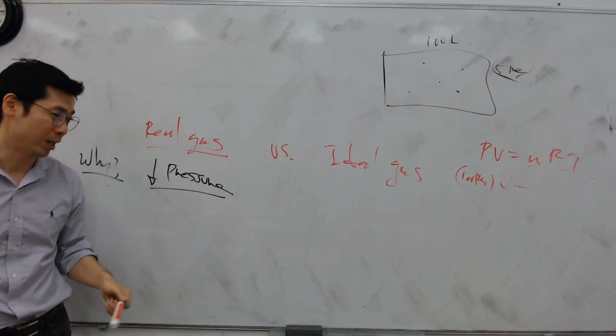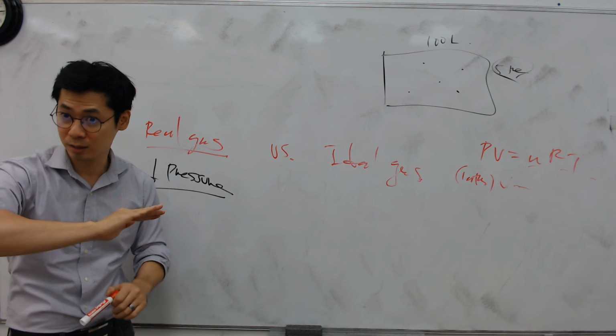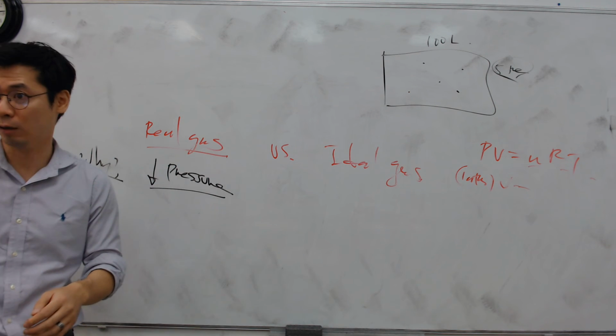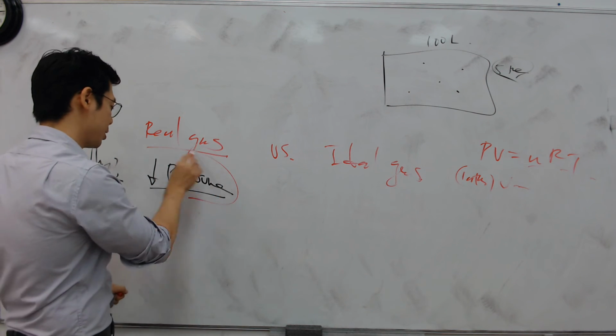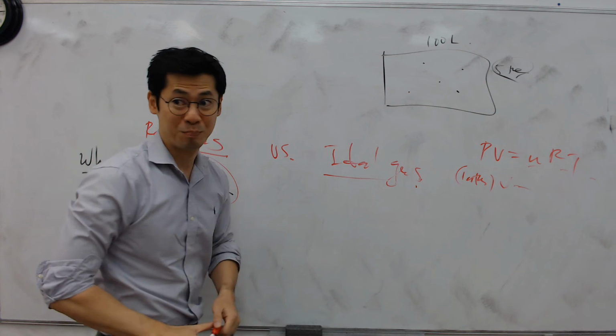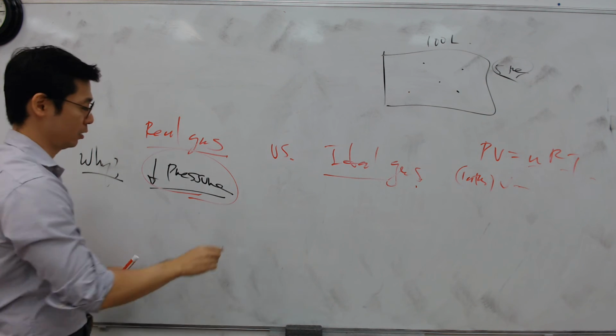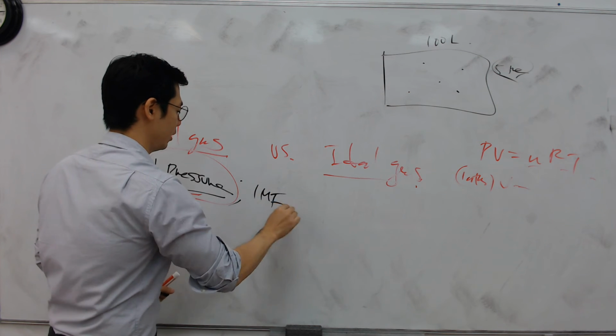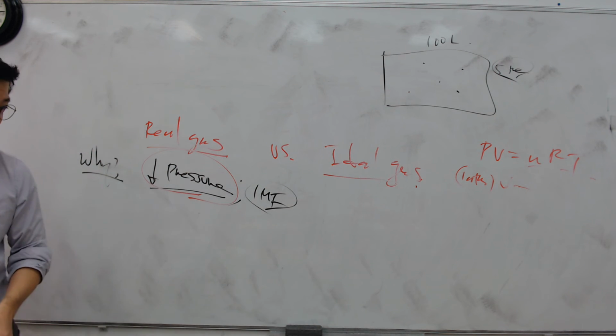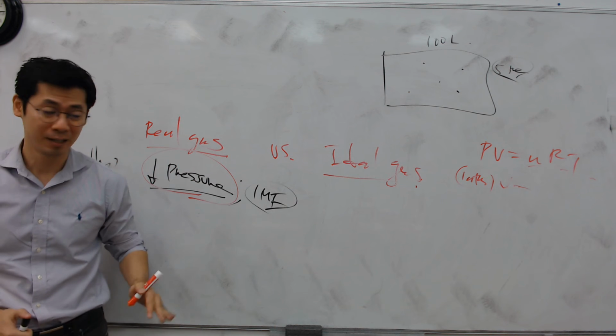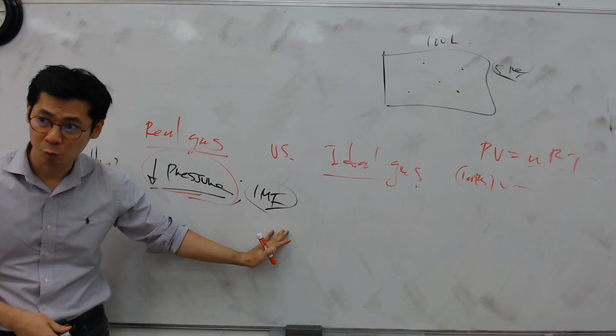Why is the pressure lower? This is the question you begin with on the AP. You have to explain why the pressure is lower than the ideal gas. Because real gases have IMF, intermolecular forces. Regardless of what the gas is, they have IMF. Which means what, guys?